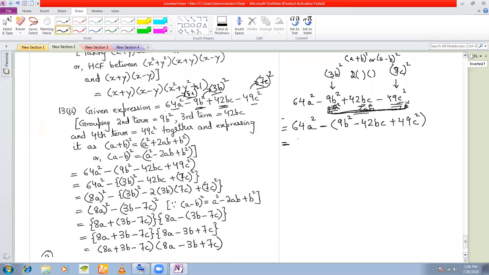So 64a square is 8a whole square minus, I introduce curly brackets, 9b square can be written as 3b whole square. Let us keep 42bc as it is. We'll see later what can be done, whether this is the 2ab term or not, we'll check later. But the a square term I have written, which is 3b whole square, and the b square term also I'll write.